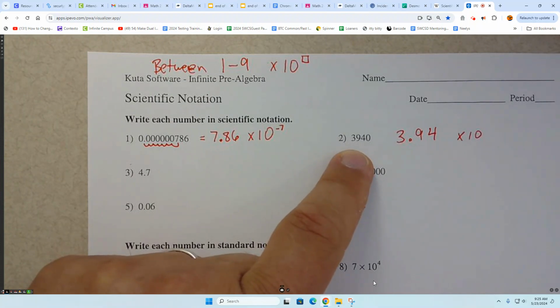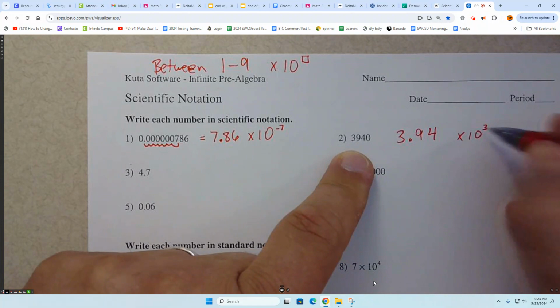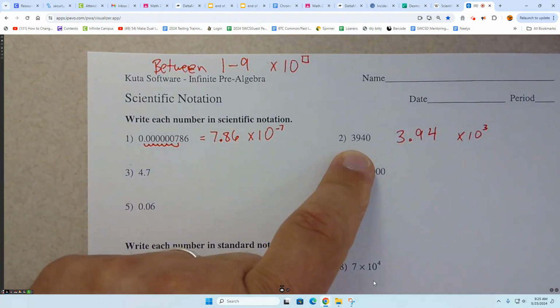How many spots did the decimal move? Three. Is it a large number or a small number? Large. It's a larger number, so this is a positive.